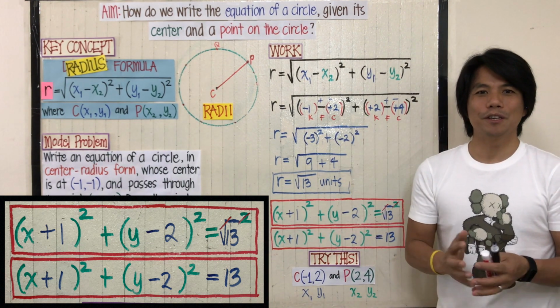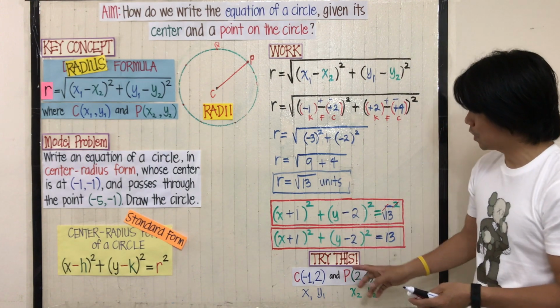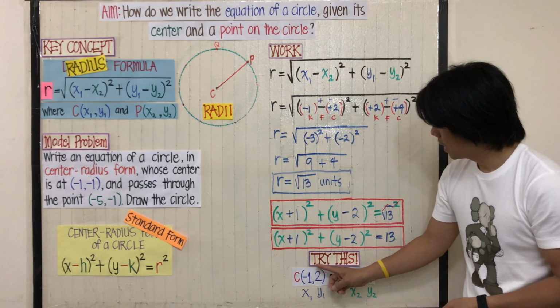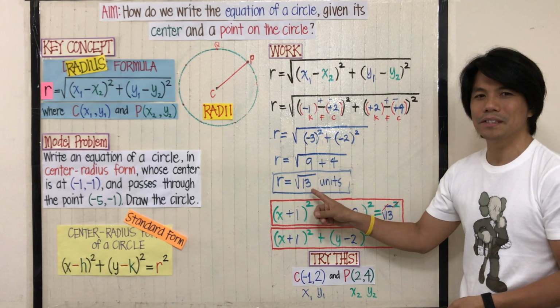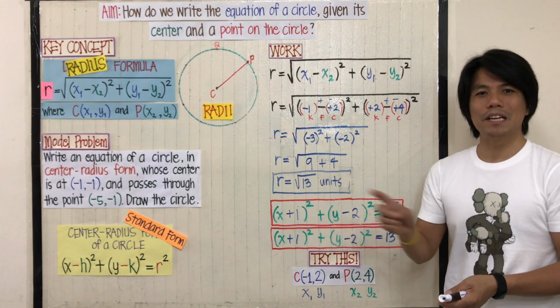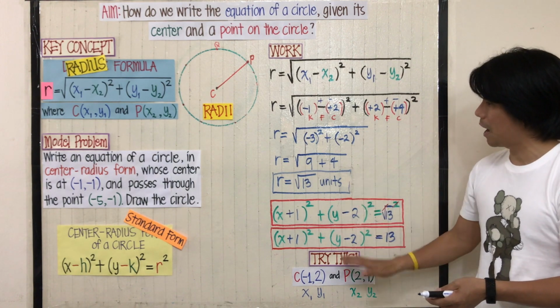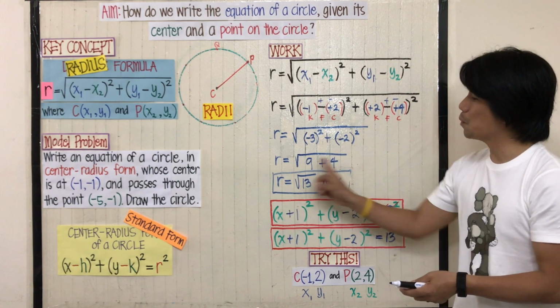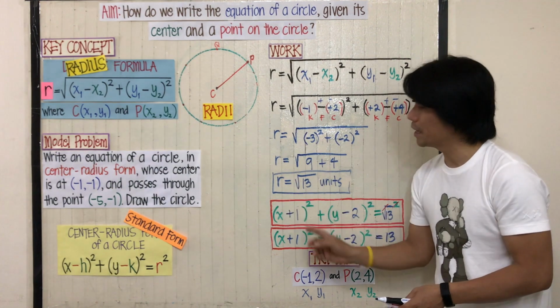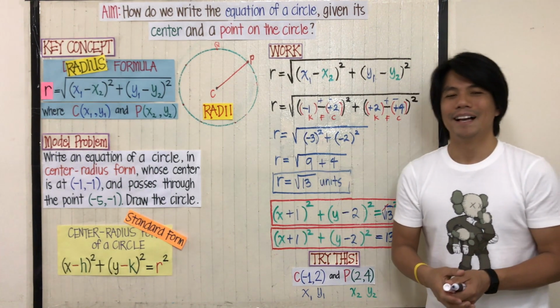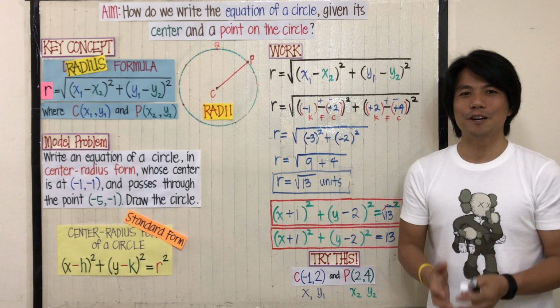So my challenge to you is to graph this circle given the center and a radius of the square root of 13. That's very interesting, right? Please check out the next video. I'm going to show you how to graph this with this weird, if you will, measure of radius.